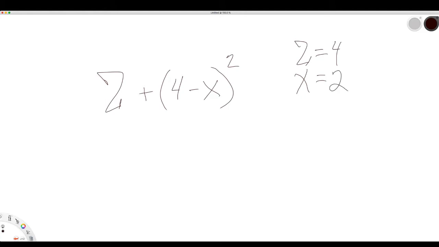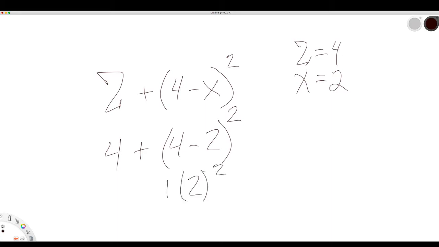Let's solve this. For z, we have 4 plus, open parentheses, 4 minus x, where x equals 2. Put that in there. And then we have our squared sign right up here. So 4 plus, open parentheses, 4 minus 2, squared. 4 minus 2 is 2. Write our squared sign, bring down our plus, bring down our 4.